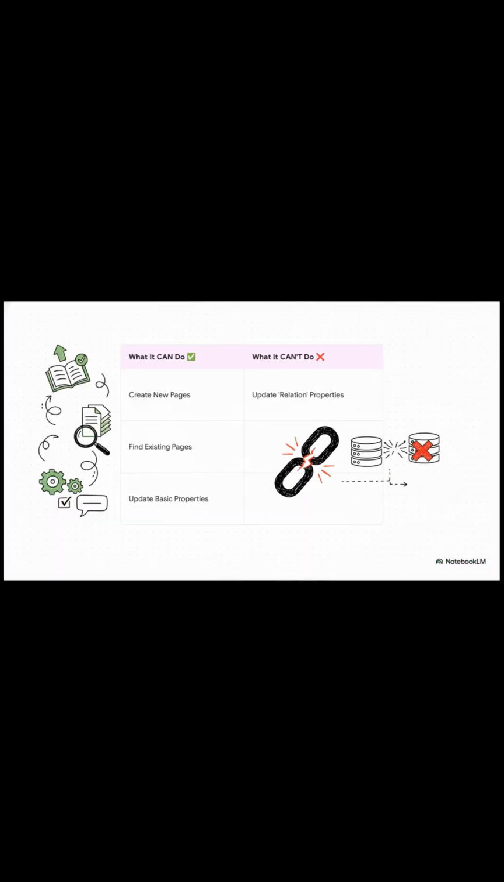And here's what's so frustrating about it, right? Zapier's integration with Notion is almost perfect. As you can see, it can do a lot. It can create pages, it can find pages, it can update all the basic stuff like text and checkboxes, but there's that one big glaring red X. It can't update relation properties. And if you use Notion, you know relations are, well, they're kind of the whole point.